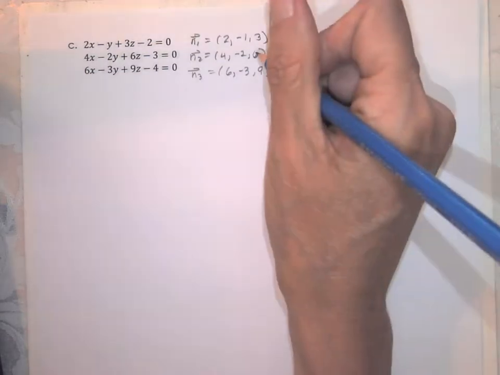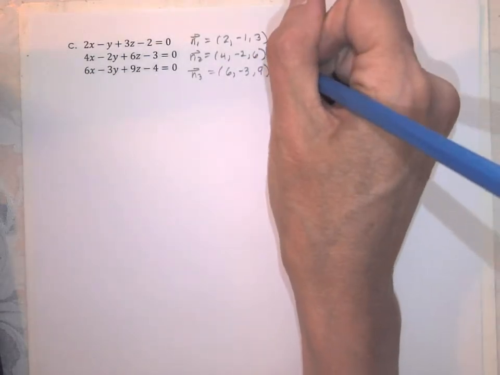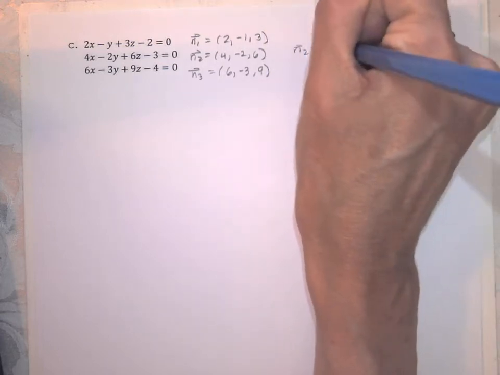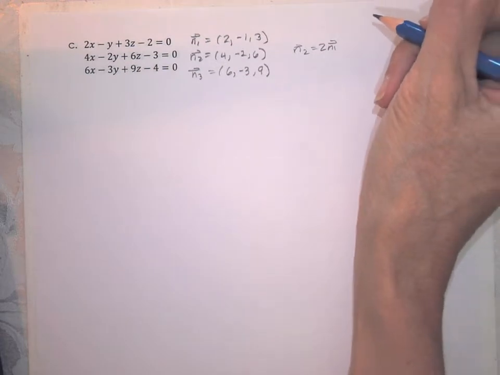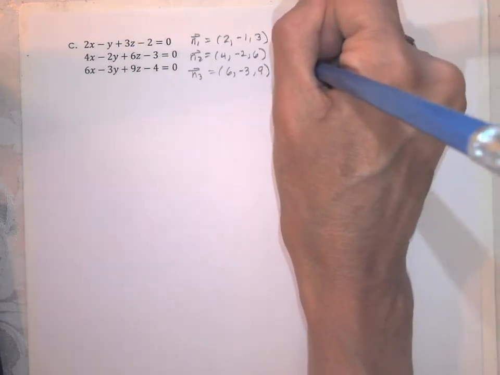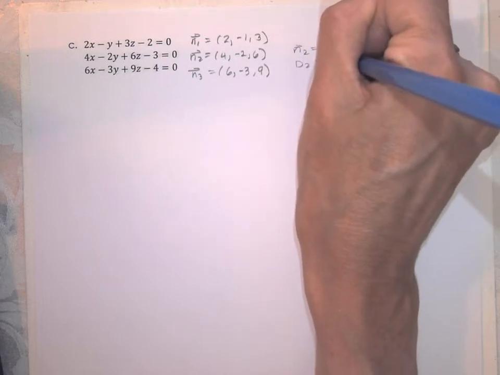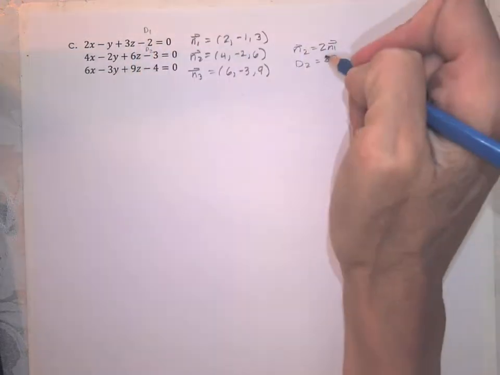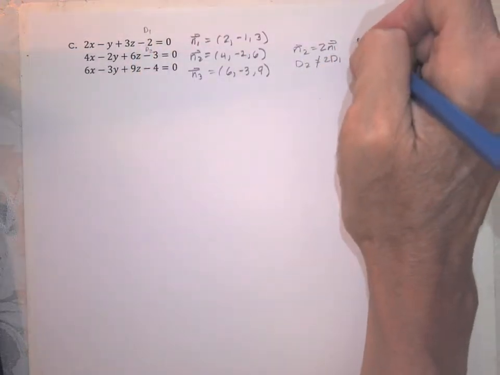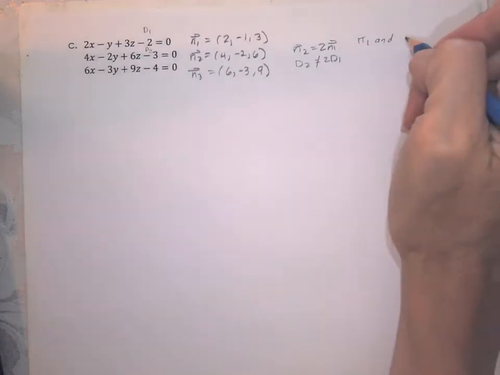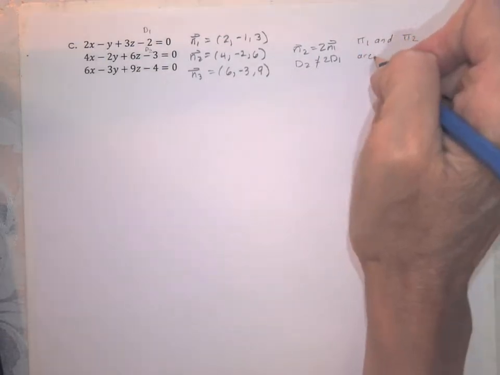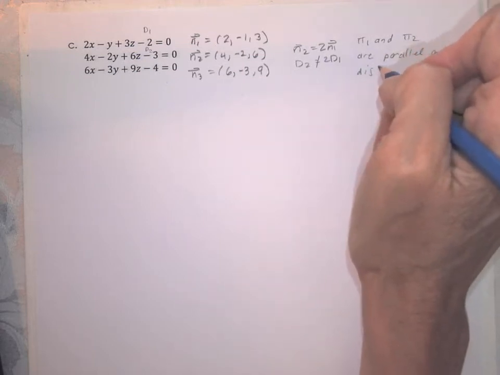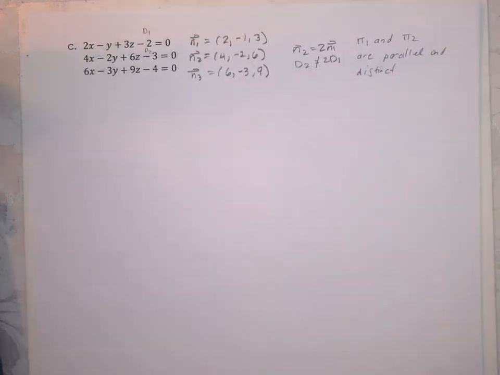So I do see scalar multiples here. First I'm going to compare plane 2 and plane 1. So I see that n2 is equal to 2n1. So now I want to see if d2 is equal to 2d1. So here is d1 and here's d2, and I can see that that's not true. So that means pi 1 and pi 2 are parallel and distinct. So we already know there's not going to be an intersection of all three planes because two of them never meet.